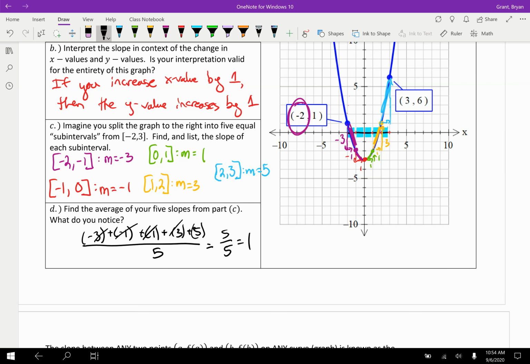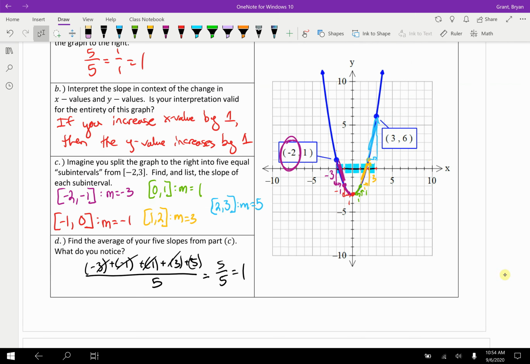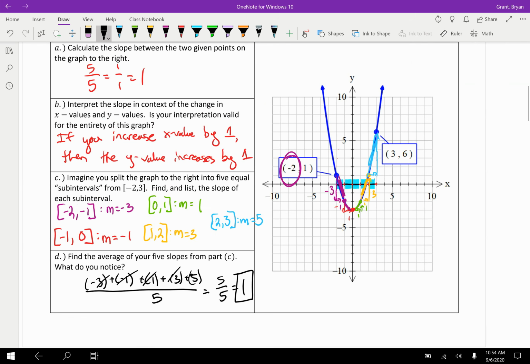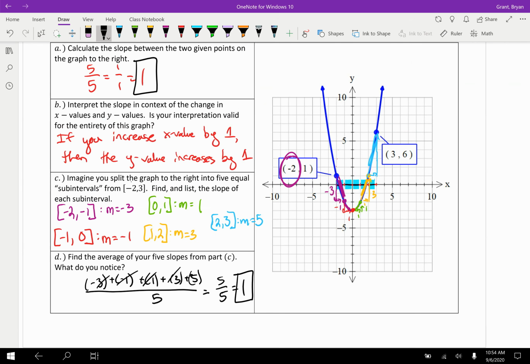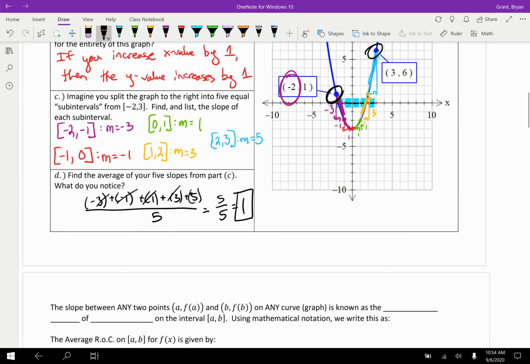Well, what did we just find here? Is it a coincidence that if we averaged the slopes on 5 sub-intervals, we got an answer of 1? And that matched the slope that we found of just using the 2 end points here. Coincidence? I think not.